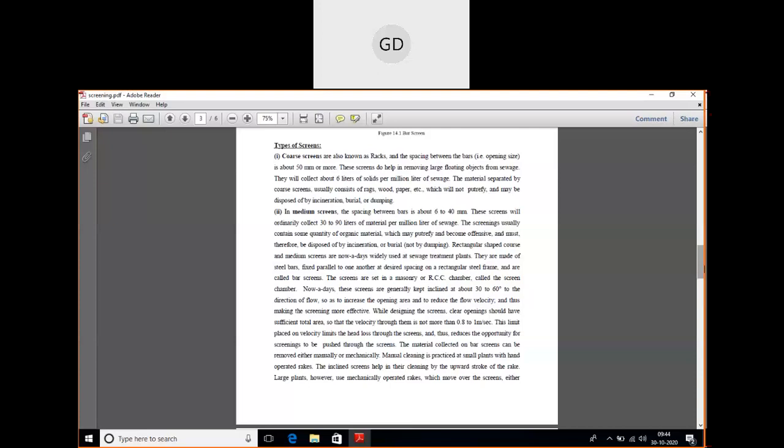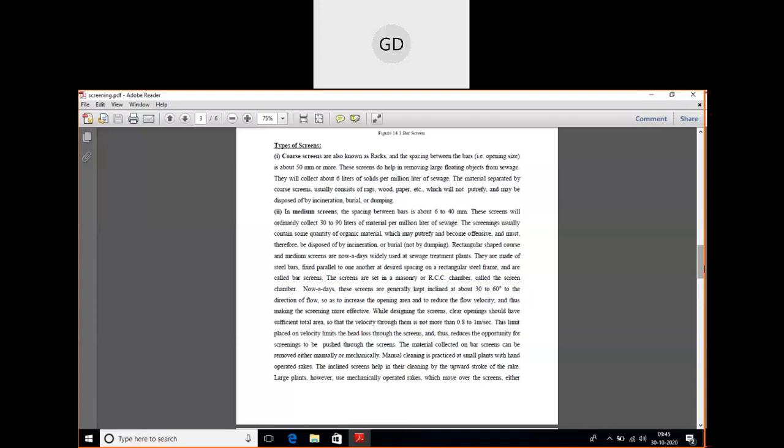Whatever floating materials are there, they collect them. After separating the floating materials, they will not putrefy, and they are disposed of by incineration, burial, or dumping.